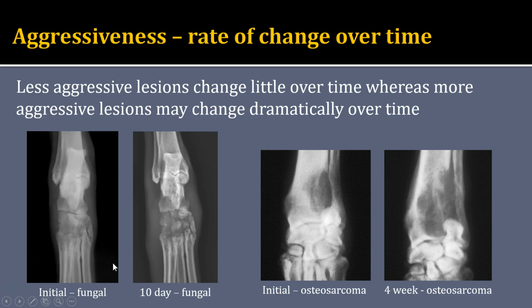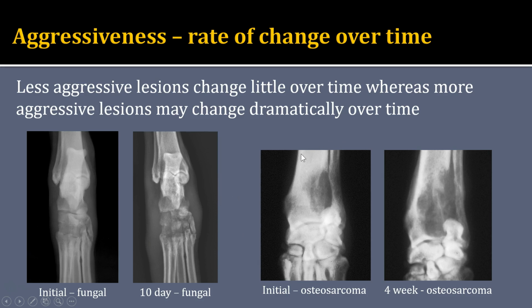So the example to the left of the slide is a dog with fungal osteomyelitis. And on the initial study, there is soft tissue swelling, but really nothing else specifically identified. But 10 days later, very much change with even more soft tissue swelling and also now lysis involving many of the tarsal bones. So this is fungal infection.